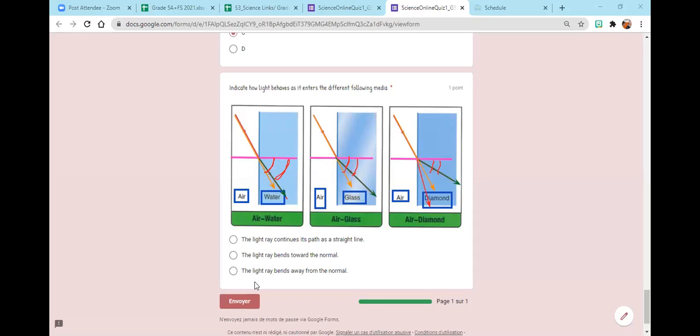So the light ray bends toward the normal. Okay, that's all about the quiz. Any questions about it?